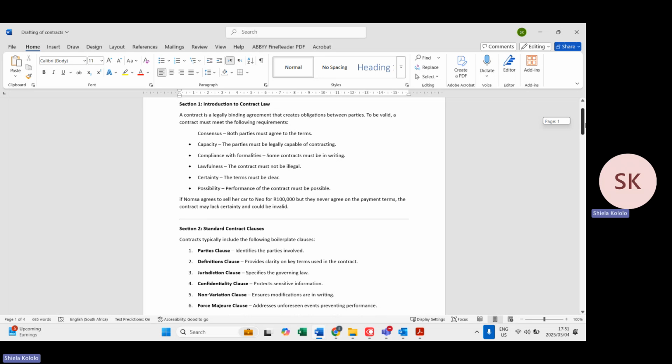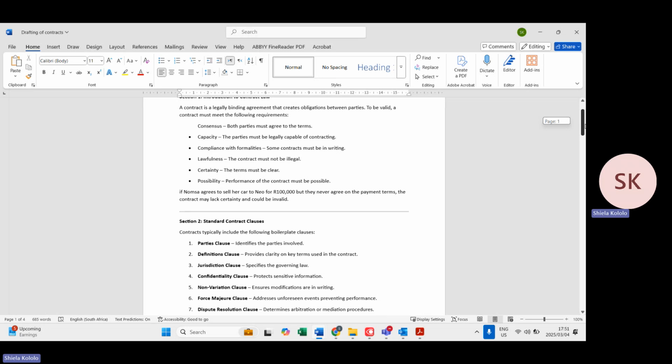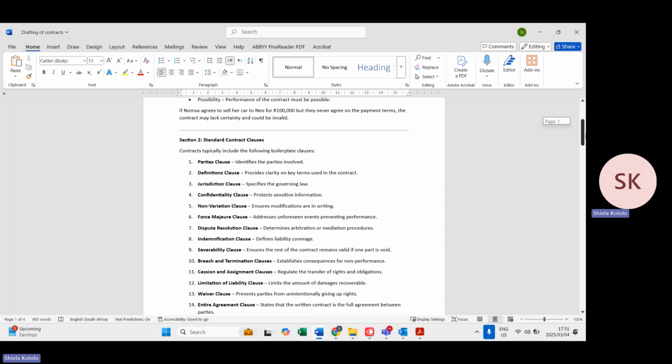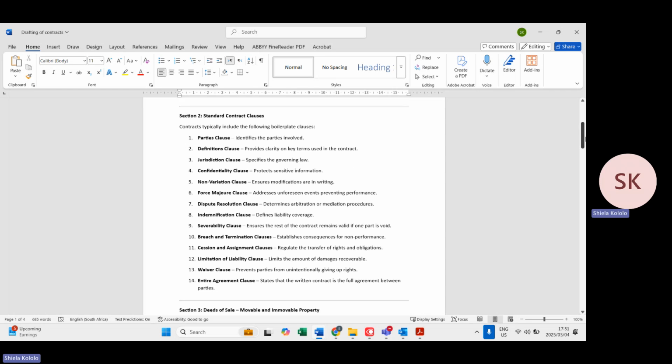So those are then your requirements in order for a contract to be valid. It's consensus, capacity, compliance with formalities, lawfulness, certainty, as well as possibility. And then we go to section 2. This is now as per the syllabus. We've got the standard contract clauses. These are also known as boilerplate clauses.